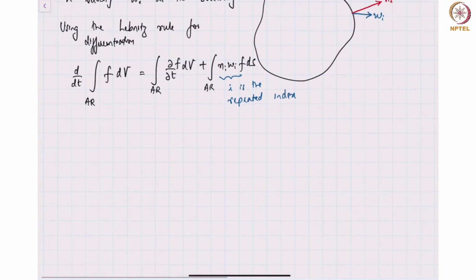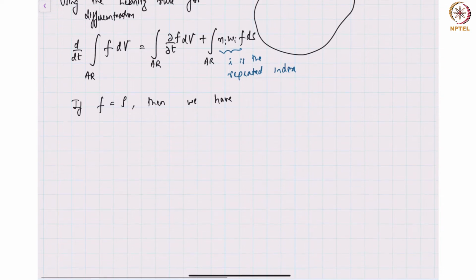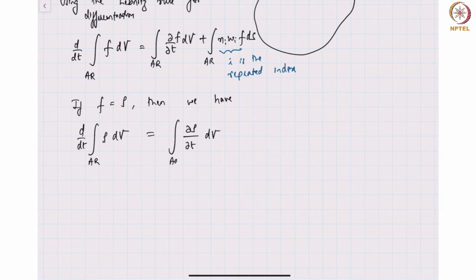So it becomes easy if we assign a physical meaning to f. So let's consider the case where f is equal to density rho, then we have d by dt of the integral of rho dV over the entire region. All I've done is just substituted density wherever there's f.